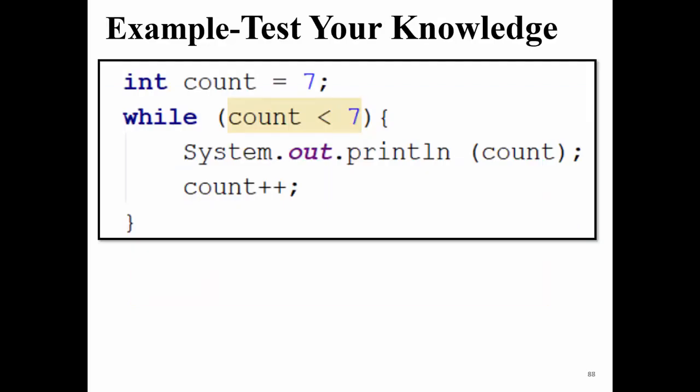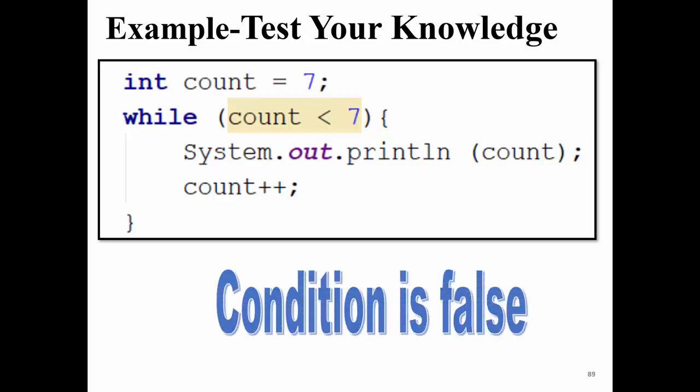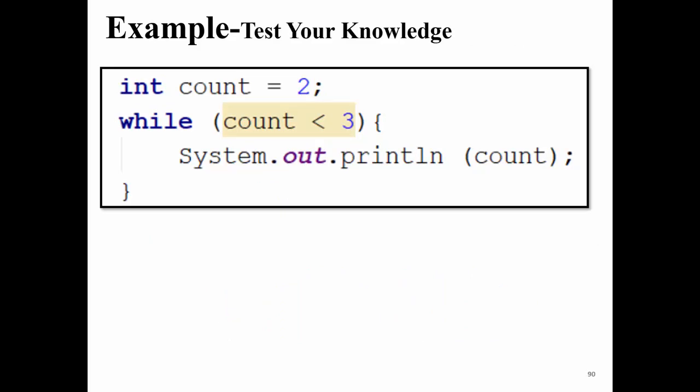Okay, what do you think here? What's the output? There is no output. Why? It's already 7. So 7 less than 7 is not true, because 7 is equal to 7. So the condition for this loop is evaluated to false. So we're not going to go inside the loop at all. So there's no output. The condition is false. Okay, what about this one? Yes.